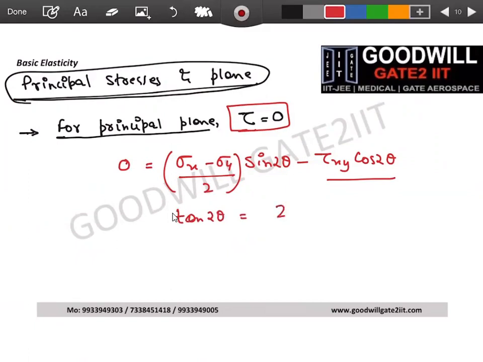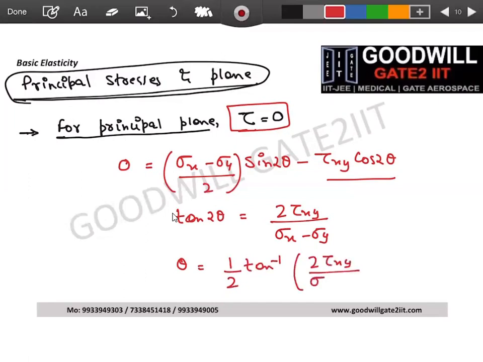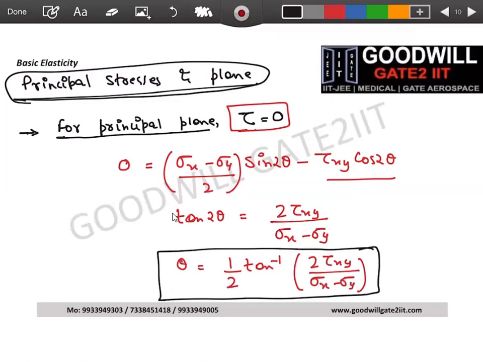All right. If you don't follow this step, please tell me and I'll do it for you again. I've simply taken the term to the other side, forming tan 2 theta as sine 2 theta by cos 2 theta. And if you want to calculate theta here, you get this formula: theta equals 1 by 2 tan inverse of 2 tau xy divided by sigma x minus sigma y. A very, very important formula, or I should say the only formula to calculate what is known as the principal plane.